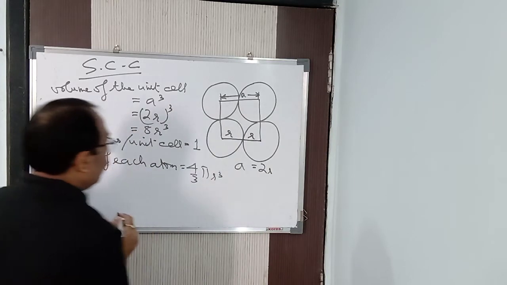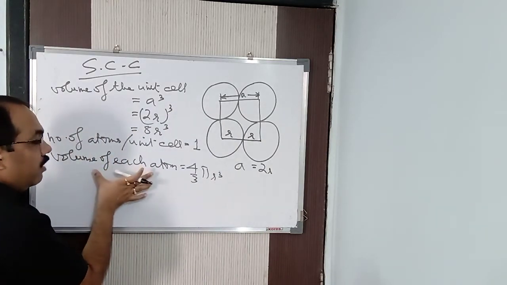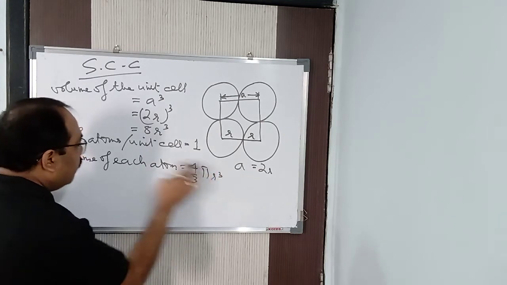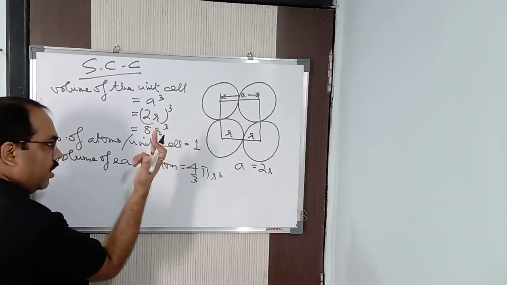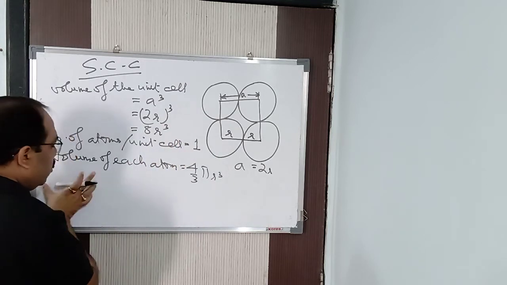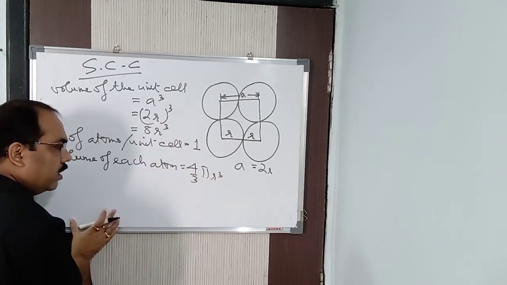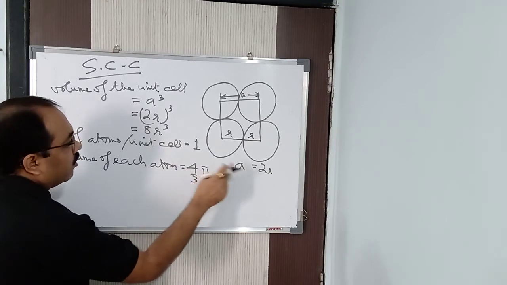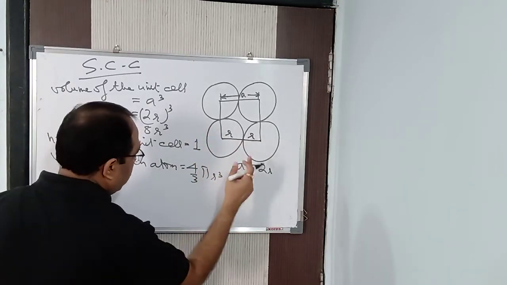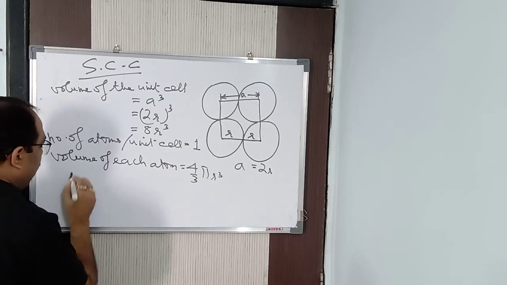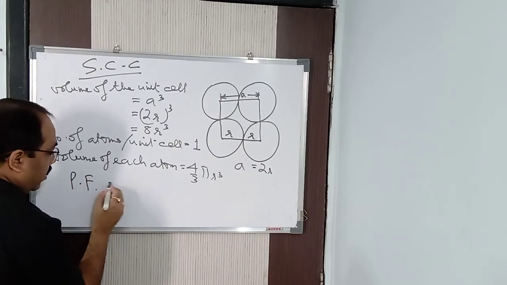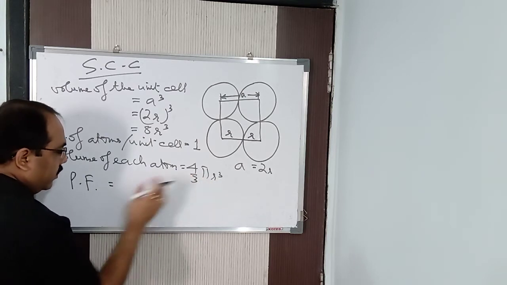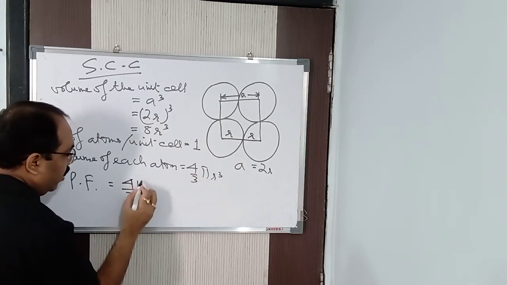Fine. Now, next is, what is the total volume of atoms in the unit cell? 4 by 3 pi r cube into 1, because the number of atoms in the unit cell is 1. So the total volume occupied by the atoms per unit cell is 4 by 3 pi r cube. So, packing fraction, PF, we can say, is what? That is nothing but the volume of the atoms occupied, which is 4 by 3 pi r cube.